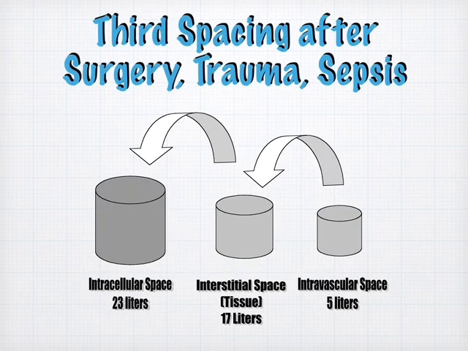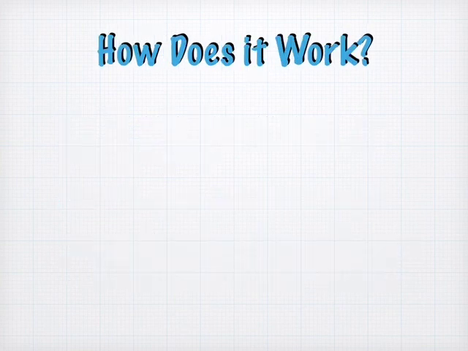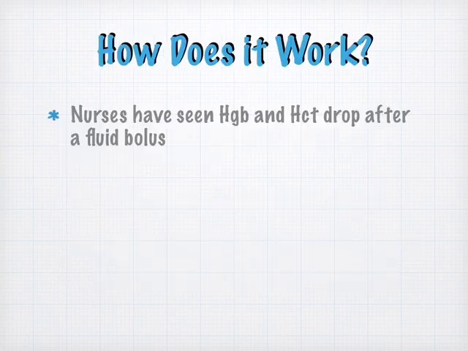So when a person is third spacing fluid, after surgery, trauma, sepsis, you can see the intravascular space is spilling out into the interstitial and intracellular, like I was talking about, and then it returns. So to recap that, surgery, trauma, sepsis, patient's third space fluid, and then at some point they bring that fluid back in. We don't know when that's happening, though, if we're not able to monitor when that's actually happening. Hematocrit monitoring gives us information on exactly when to give fluid and how much, and when to remove fluid and how much. So how does this work?